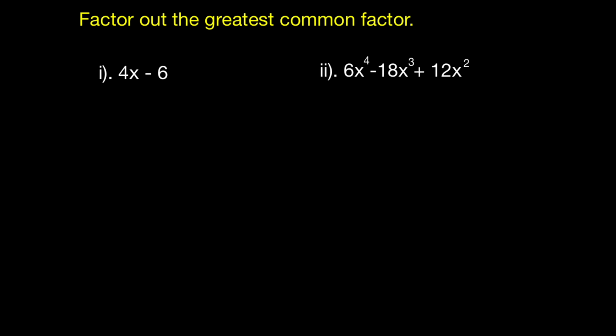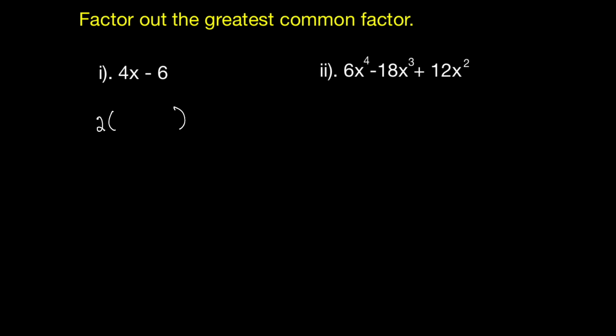Factor out the greatest common factor. For this problem, what I want to do is get the number that divides both of these terms, the biggest number that divides both of these terms. And when I look at 4 and I look at 6, I can see that the greatest common factor that I can take away from both of them is 2.